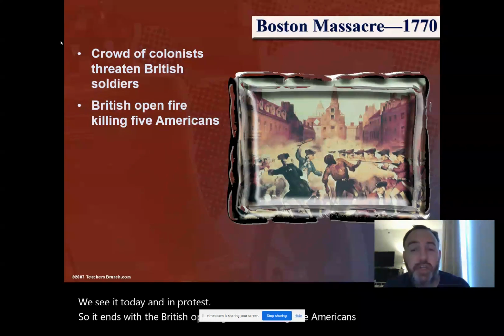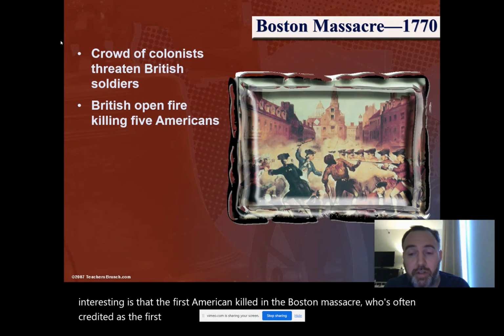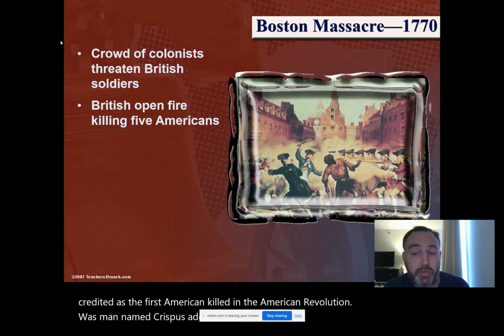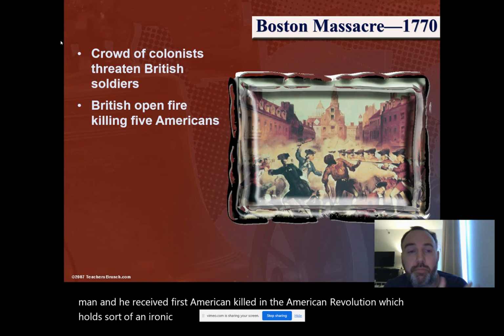And what's interesting is that the first American killed in the Boston Massacre, who's often credited as the first American killed in the American Revolution, was a man named Crispus Attucks. He was a person of color, I believe he was a black man, and he was the first American killed in the American Revolution, which holds sort of an ironic, tragic notion.